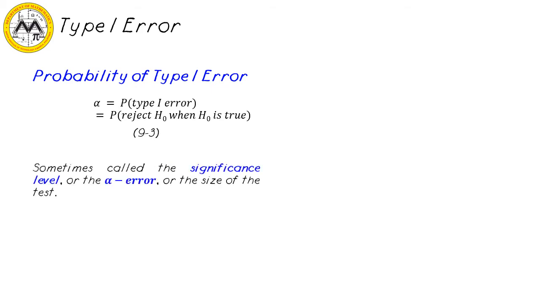What is type 1 error? The probability of type 1 error is designated by alpha. So alpha is the probability of type 1 error, which equates to the probability of rejecting the null hypothesis when in fact it is true. So sometimes alpha is called the significance level or the alpha error or the size of the test.